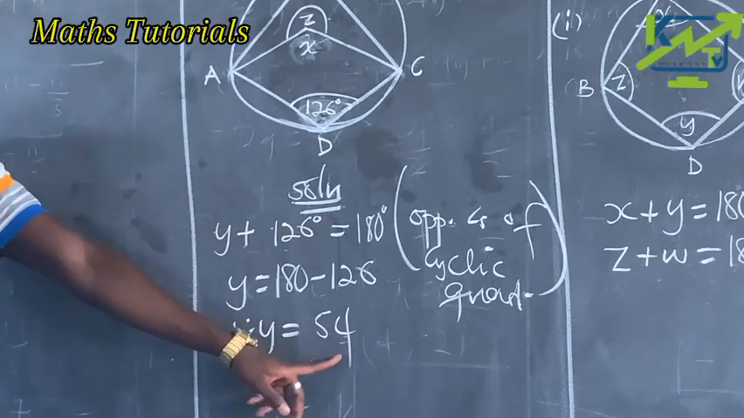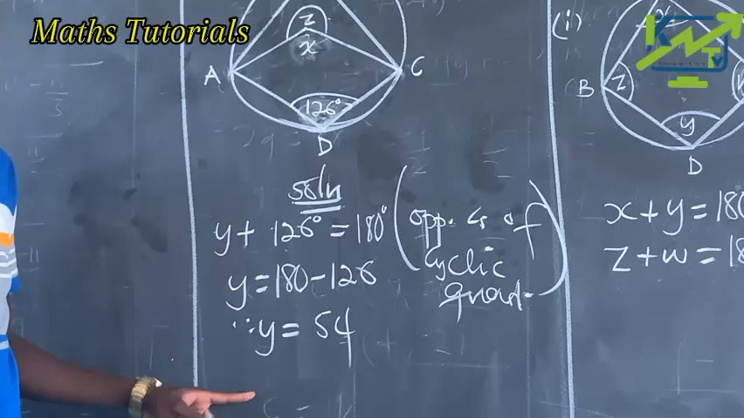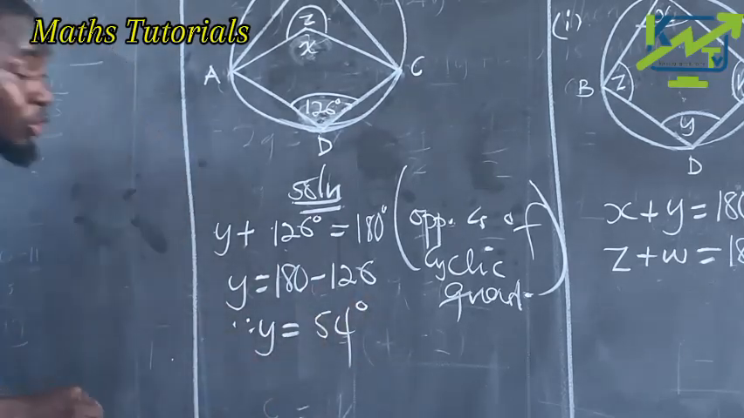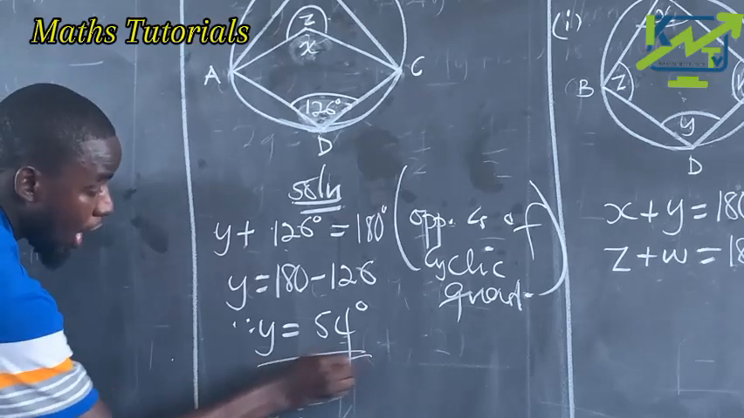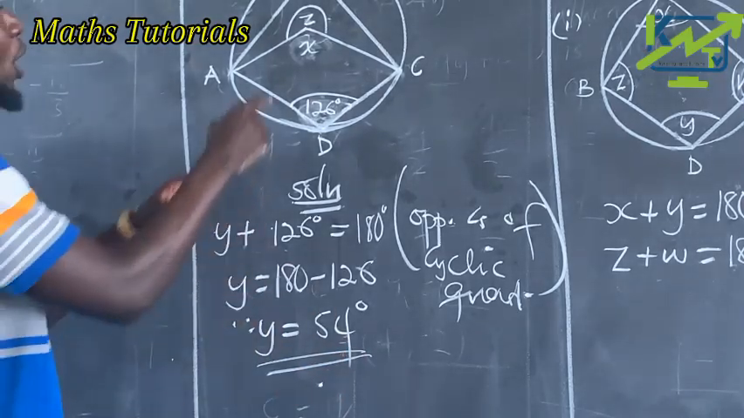If I leave my answer in this form, obviously in WAEC they are going to mark it wrong because something is missing. What is missing there is degree. It is very important for you to indicate it there. So my y now is 54 degrees.